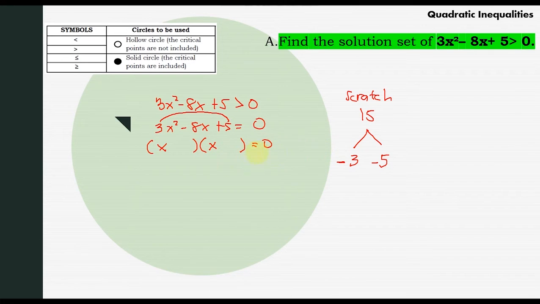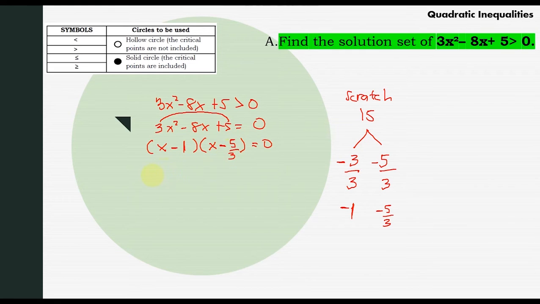So next, before I write the numbers here, take note that the value of a here is 3. Therefore, I need to divide my factors by 3 before writing them as factors. Simplifying, I'm going to have negative 1. Then the other one is negative 5 over 3, since this is already in its lowest terms. Next, I can now write this here. So x minus 1, then the other is x minus 5 over 3.